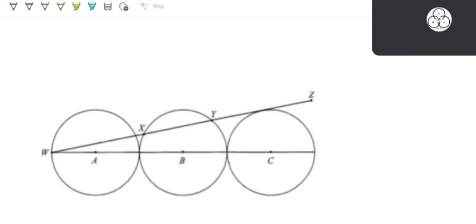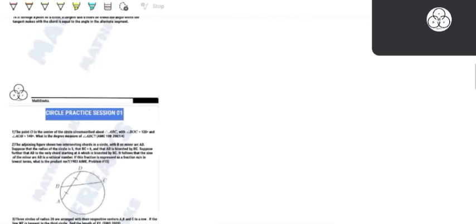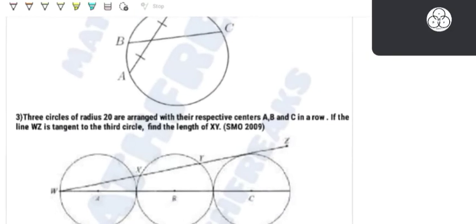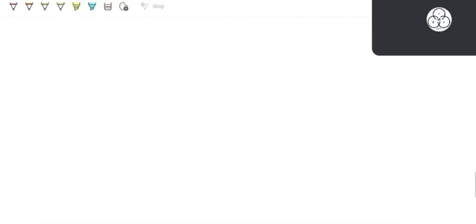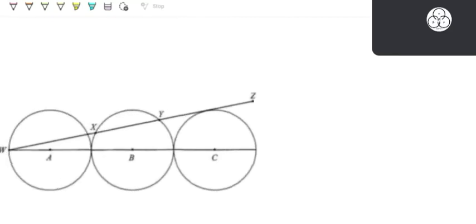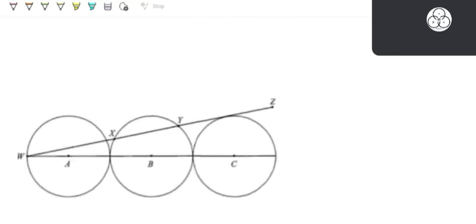This is the given condition. Let me go through the given condition once more. Three circles of radius 20. Find the length of XY. Only the radius is given. Fine. The radius of all three circles is given. This is 20. We need to find this length.